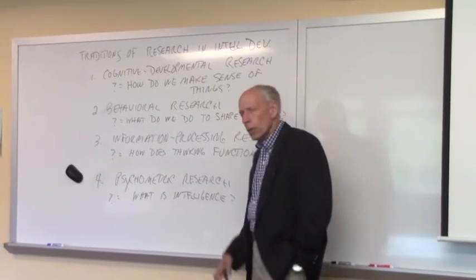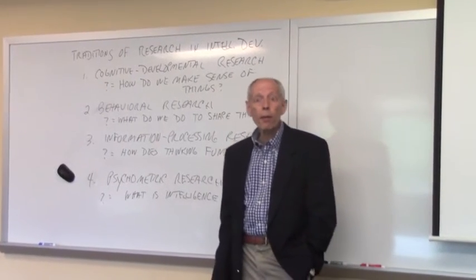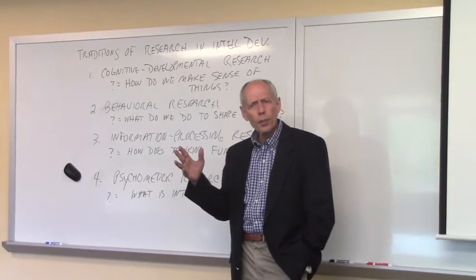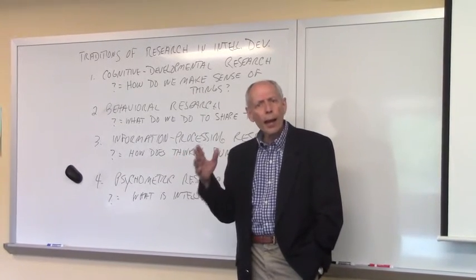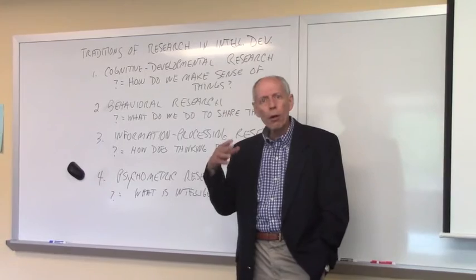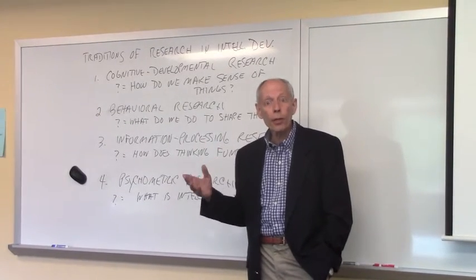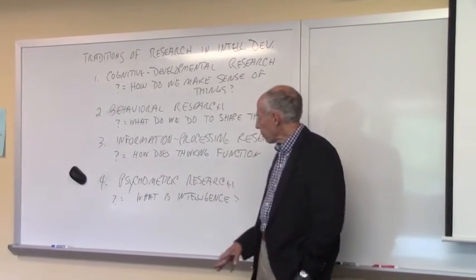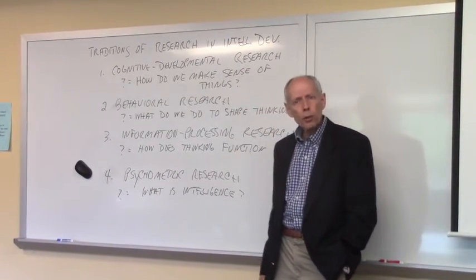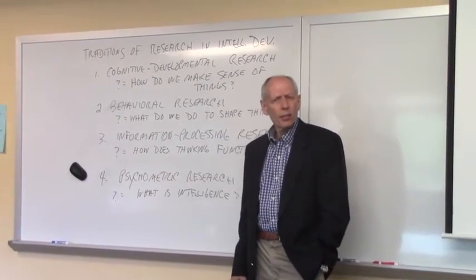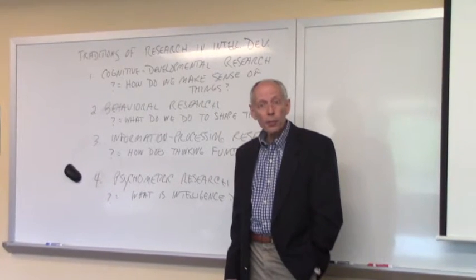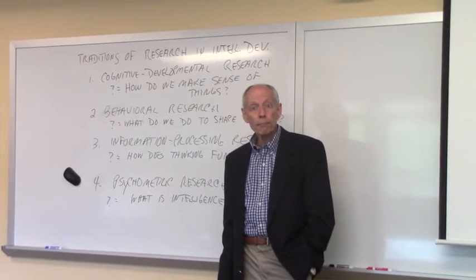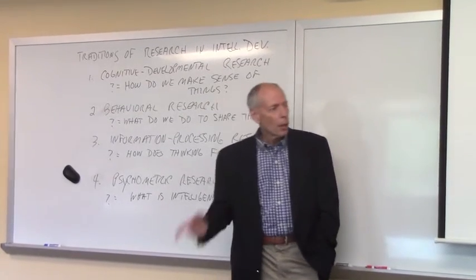The third tradition of research is information processing. And they start with a slightly different question. They look at mechanics. How do the things that we call thinking and learning actually function? What are the mechanisms of them? And finally, there's the psychometric research tradition that starts with the question, what is intelligence? How do we recognize it? How do we measure it? In what ways can it be manipulated?